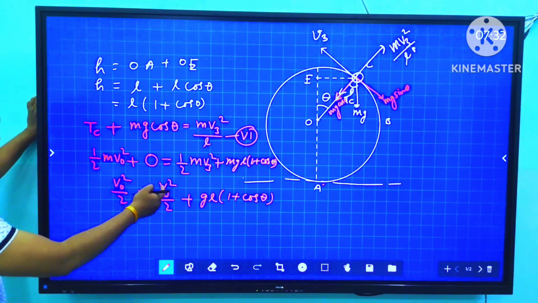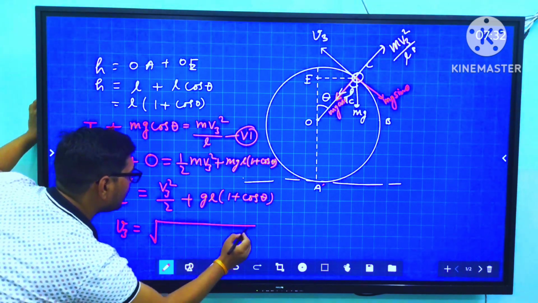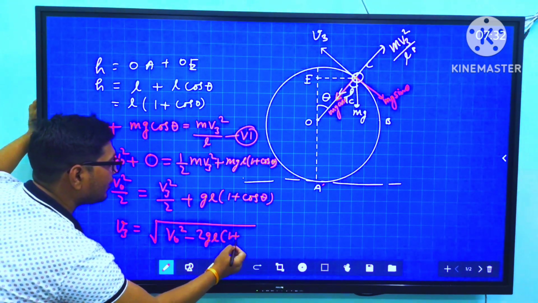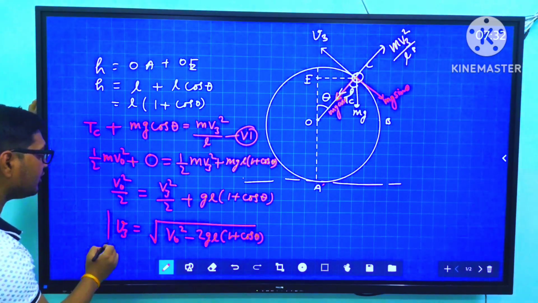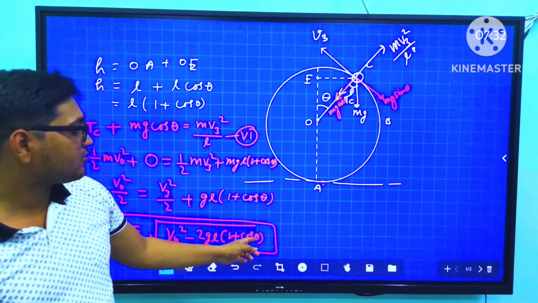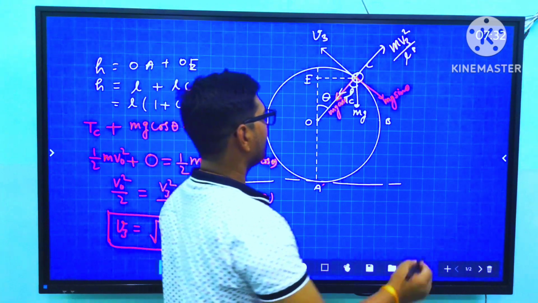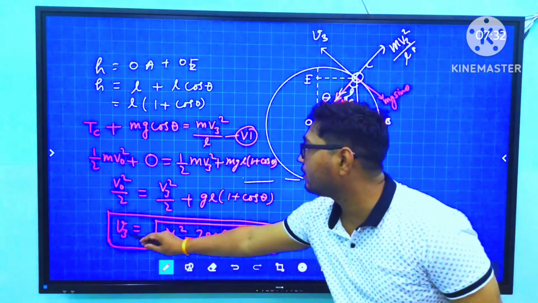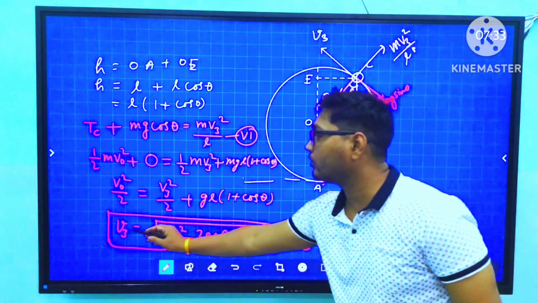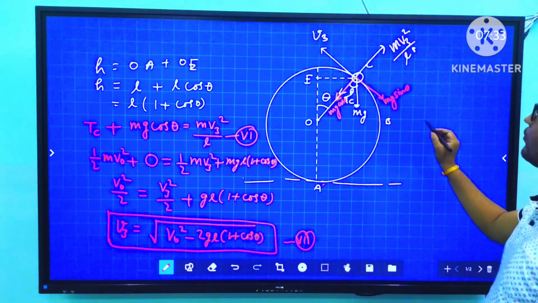I need to calculate the velocity at point C, that is V3. Then V3 comes out under root V naught square minus 2gL(1 plus cos theta). This is the general equation of the velocity at any general point, that means the case in which the string makes theta angle with the vertical. Now I want to calculate the tension at point C. For that I will put the value of V3, equation number 7, in the force balance equation, that is equation number 6, and we will get the tension at point C.